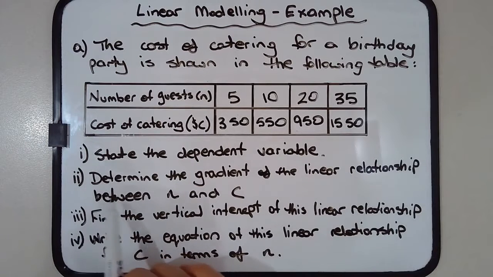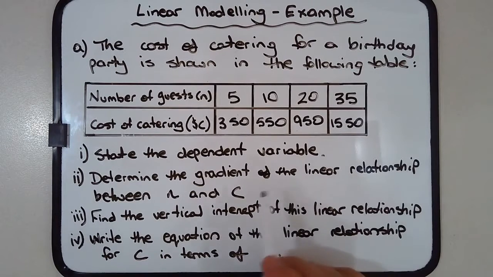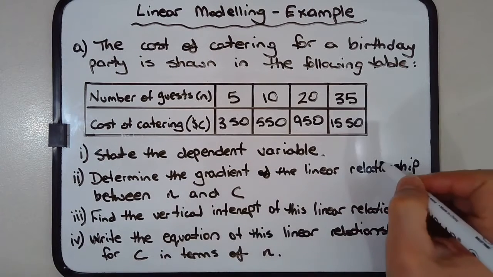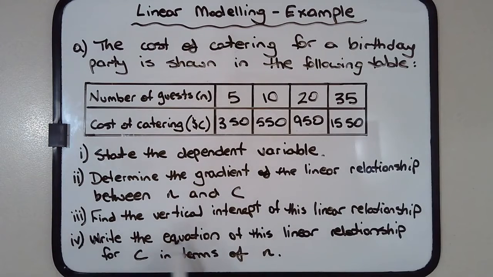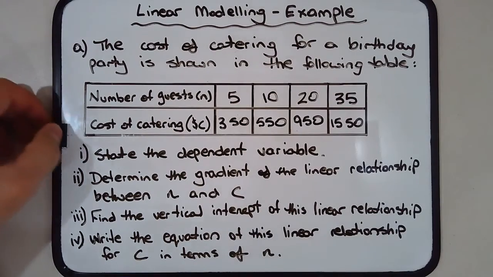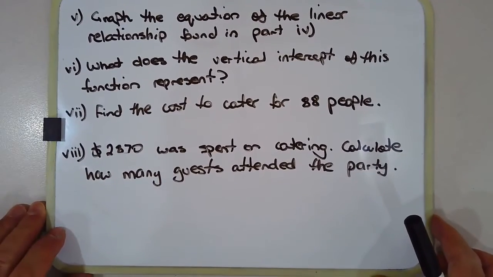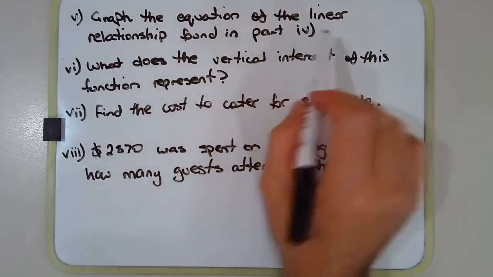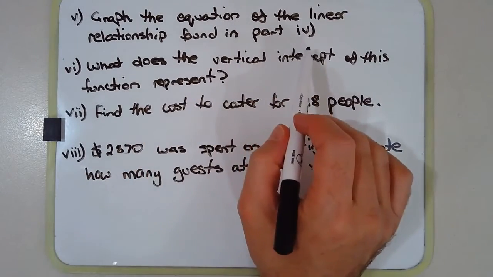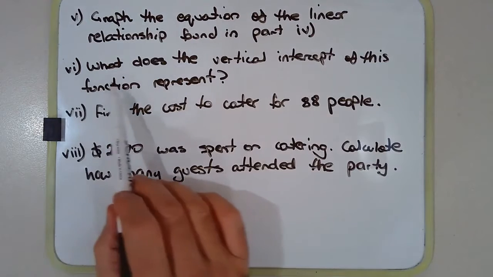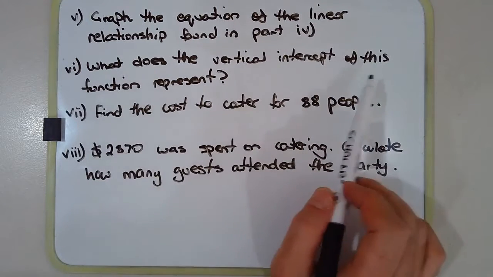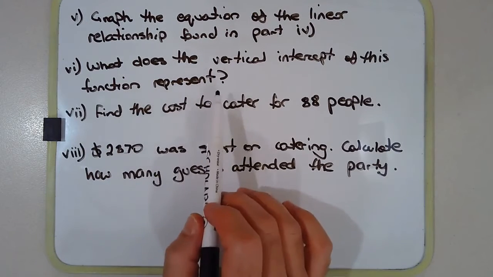So part 1, state the dependent variable. Part 2, determine the gradient of the linear relationship between N and C. Part 3, find the vertical intercept of this linear relationship. Part 4, write the equation of this linear relationship for C in terms of N. Part 5, we're going to graph the equation of the linear relationship found in part 4. Part 6, what does the vertical intercept of this function represent?